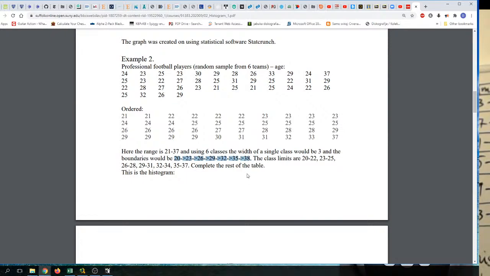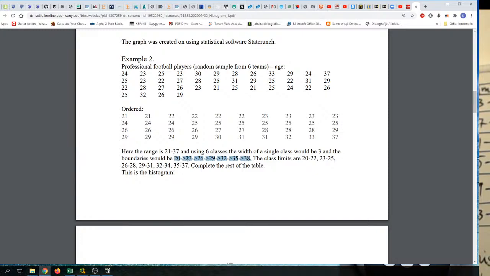I'm going to start with 20, which is, not 1 inch, but 1 year younger than 21, and then I'll go all the way up to 38, which is 1 year above 37. So I now have the range of my classes from 20 to 38. That covers the range of the data, which is from 21 to 37. And my classes are, of course, 3 years wide.